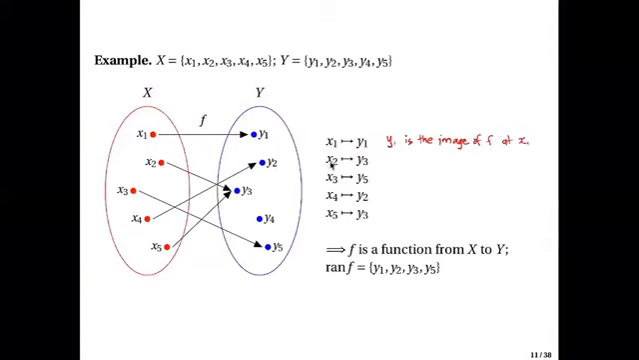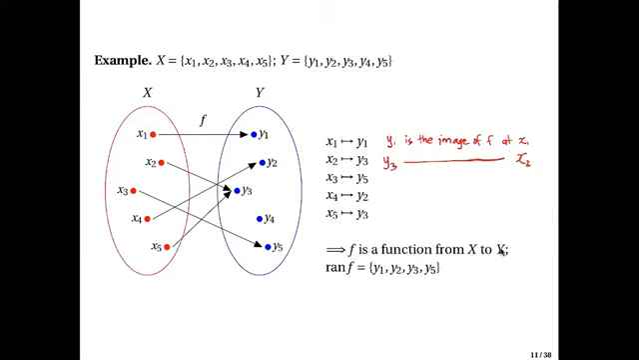Okay? Here you have X2 being mapped to Y3. So in here, we say Y3 is the image of F at X2. And you can write Y5, it's the image of F at X3. Y2 is the image of F at X4. And Y3 is the image of F at X5. And we said F is a function from X to Y.